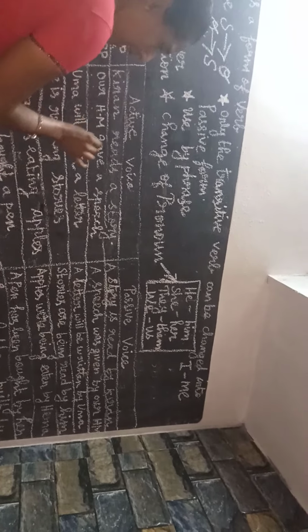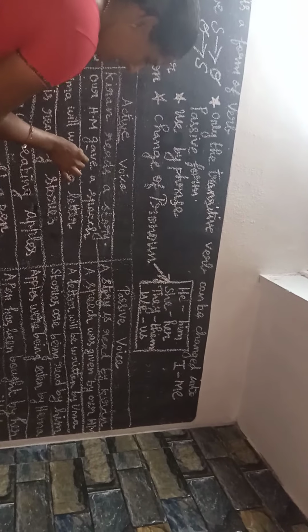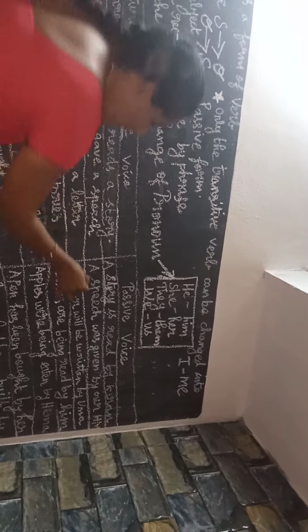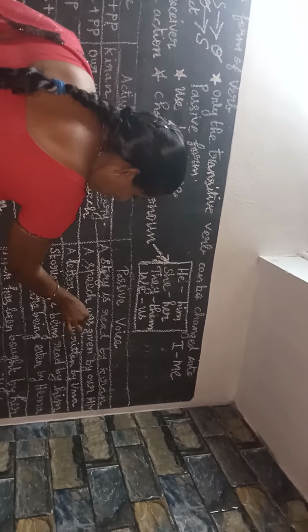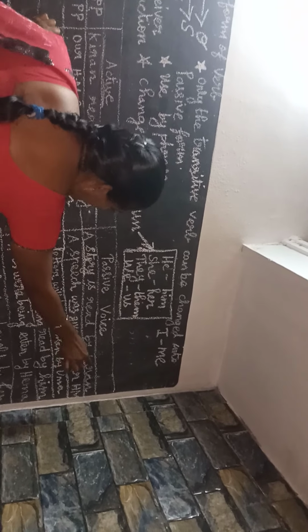Our HM gave a speech. To change a speech, is it in present tense or past tense? It is in past tense. So we are using the singular form of the past form of the verb. A speech was given by our HM. Next, future tense.